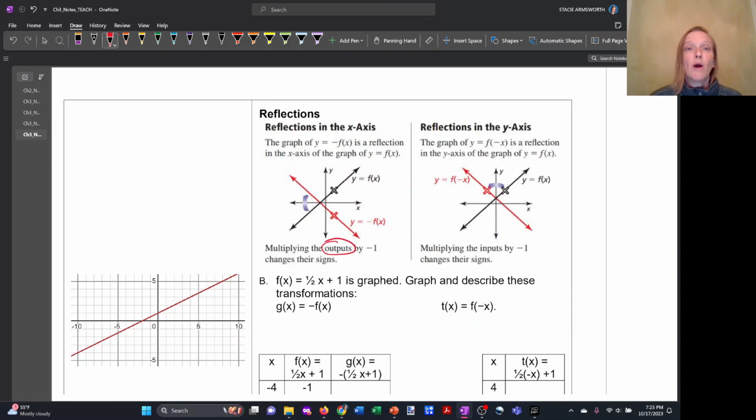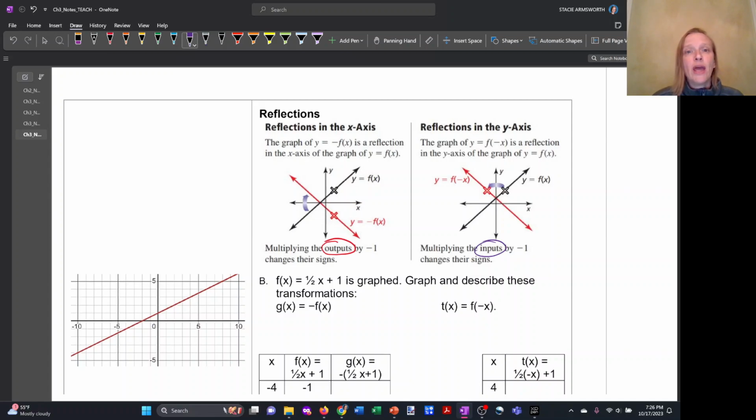Here, when we reflect across the x-axis, we are changing the outputs. We are multiplying the outputs by -1 to change their signs. On the other hand, when we multiply the input values by -1, that causes a reflection across the y-axis. Again, watch the x's, because the two graphs look very similar, but look at what's happening to the x's, where the x's changed locations, to really spot what the change in the graph is.